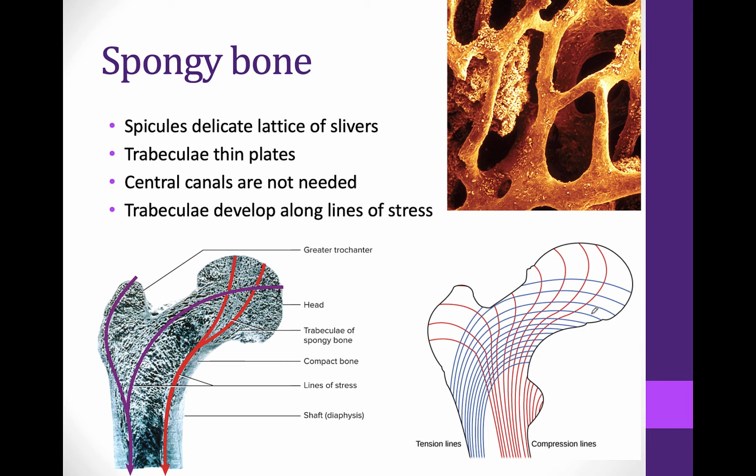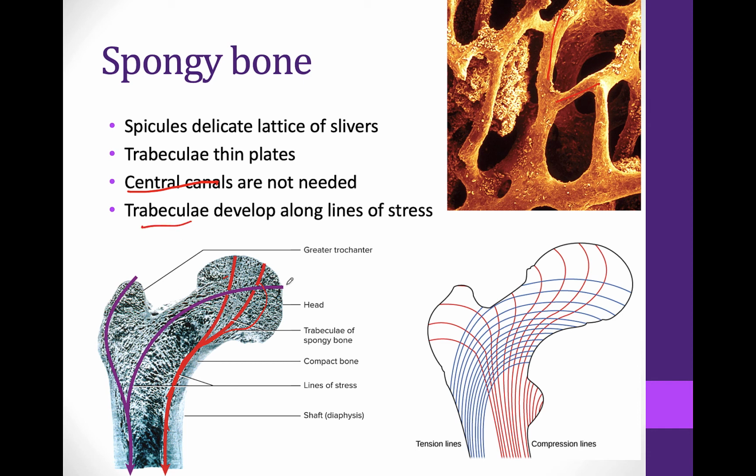Our next type of bone tissue is called spongy bone. And spongy bone is made up of these kind of lattices of trabeculae and plates. And it's typically found in the epiphyses of the bone. We don't need central canals here because this entire free space is full of liquid. So this is all full of that medullary liquid, which is going to carry blood to these cells without needing like central canals.